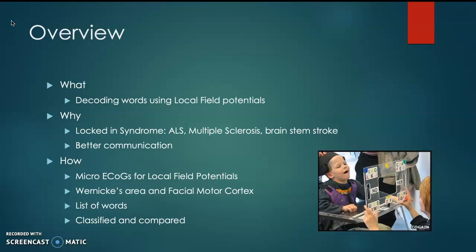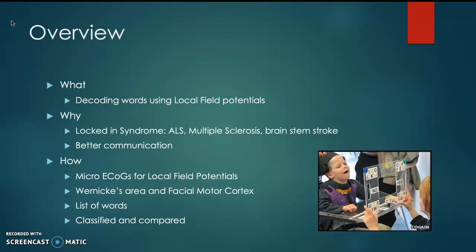Next is the why. So people can have debilitating diseases or events such as ALS, MS, etc. that result in locked-in syndrome. So locked-in syndrome is when someone cannot move or speak. Usually the only thing they can move are their eyes, which is actually their main form of communication right now. And the goal of this experiment was to look into developing ways for better, more intuitive communication.